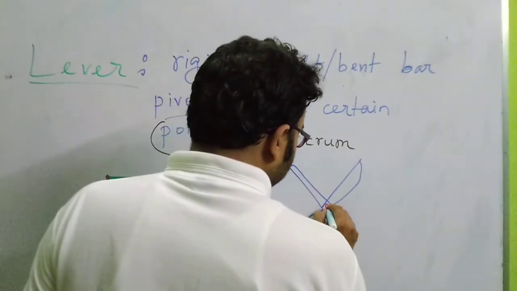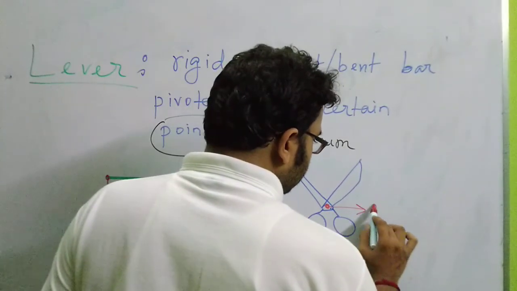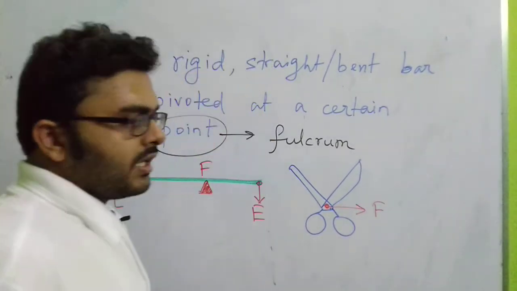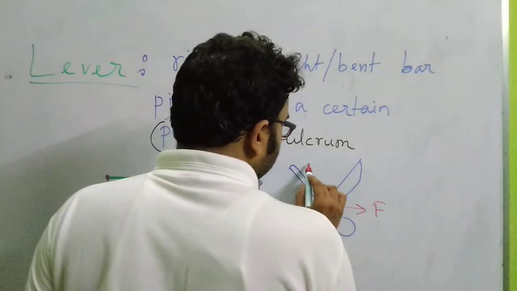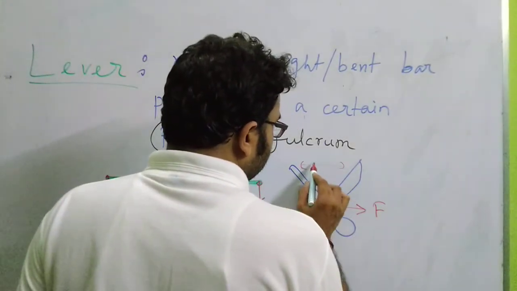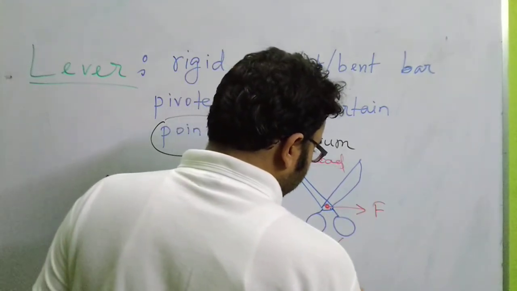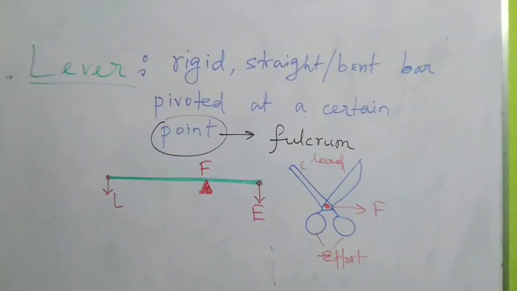Now here it is pivoted. So this is the fulcrum of the lever, isn't it? What do you do with a scissor? You either cut paper or cut cloth. So you cut it at this point, isn't it? At this point the load is taken, and at the handles you apply the effort. So this is the basic concept of a lever. Comparing the diagram of a scissor with the schematic diagram of a lever, the concept is clear.